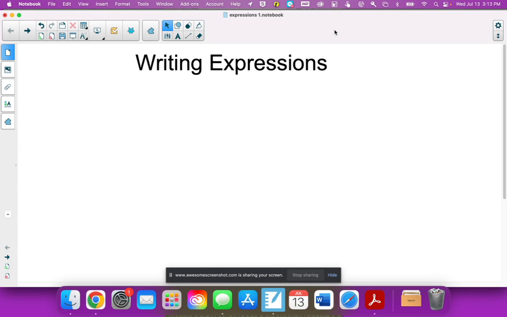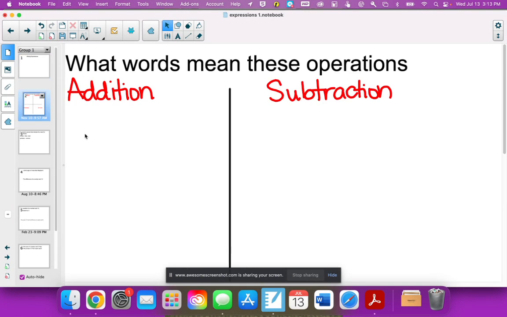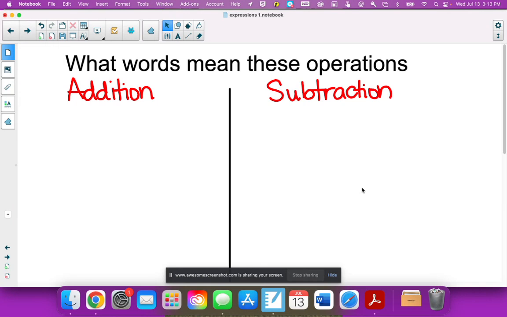So, a couple of things we need to make sure that we are clear on, and that is the vocabulary of writing expressions and equations, because there are words that mean specific things. Okay, and you can add to this list. Let me know if I've missed any. These are all just the ones that I can come up with.